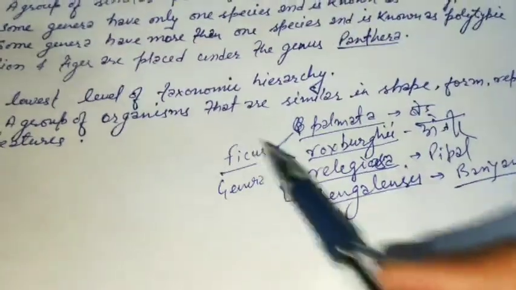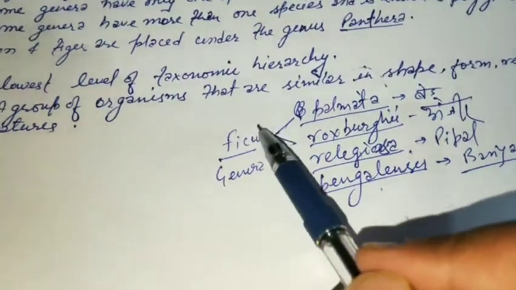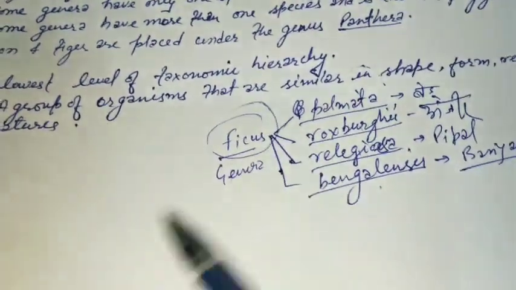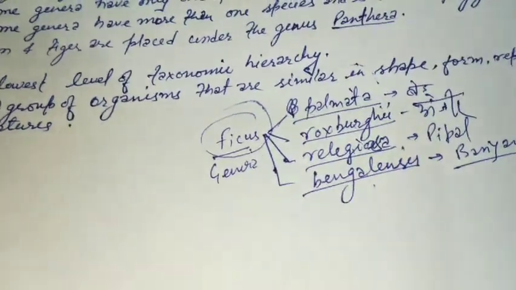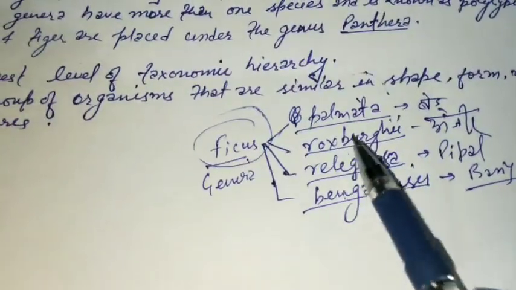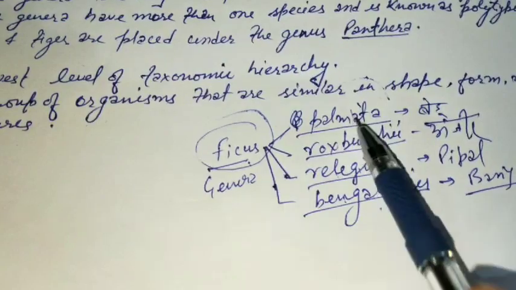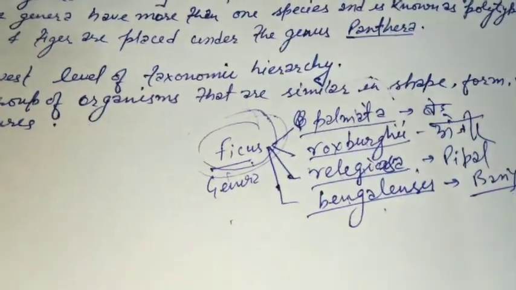So, all these palmata, roxburghii, religiosa, bengalensis have a common genus, Ficus. These all have a similar set of characteristics, but the species is different. So, it means many different species together constitute a single genus. So this one is the polytypic genera.